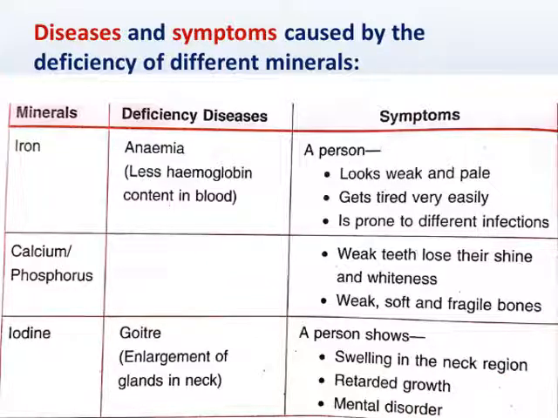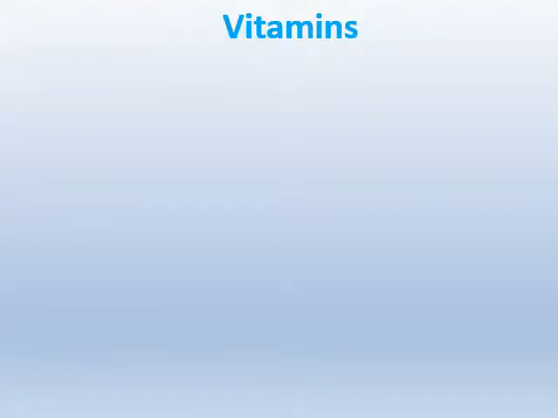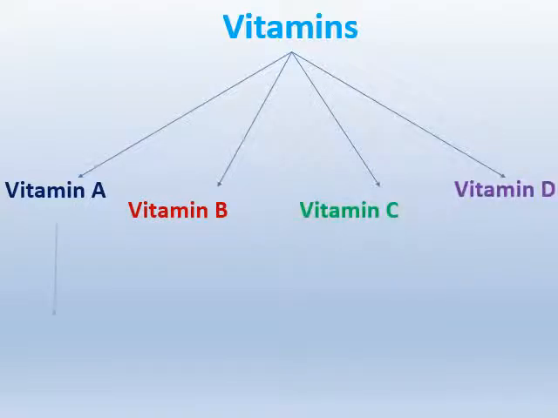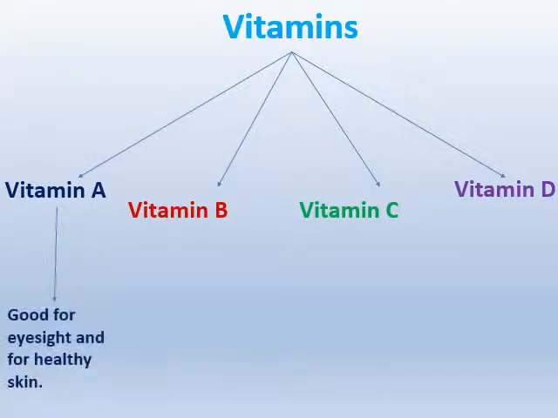Now in lower classes we discussed different vitamins. What are the different types of vitamins, children? Vitamin A, B, C and D. Do you remember the functions of all these vitamins? So, a quick recap on the vitamins. Vitamin A, what is the main function, children? It is good for eyesight and also for healthy skin.